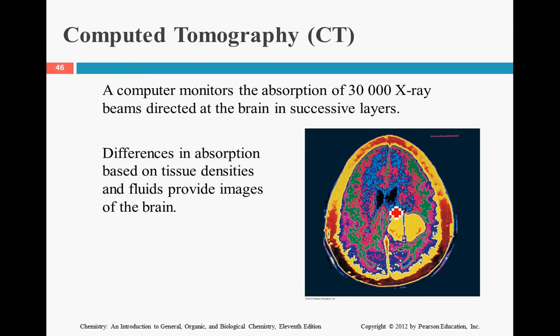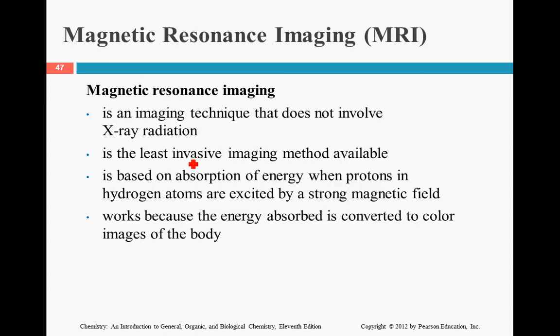Computer tomography is another example. This one uses X-rays. And you can actually see the changes in the depth of the tissue from the absorption. So we're looking at different densities of the brain. MRI actually doesn't use X-rays at all. It's the least invasive imaging method. So it's actually the safest. That's why maybe you hear about it more often, because it's the safer version of it.